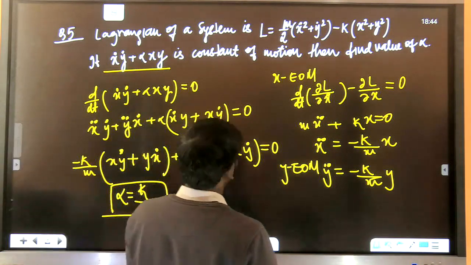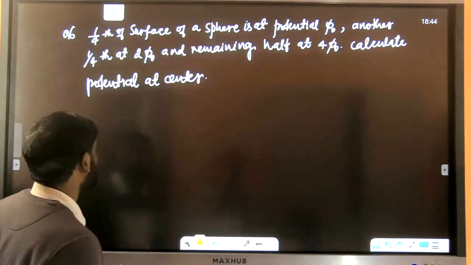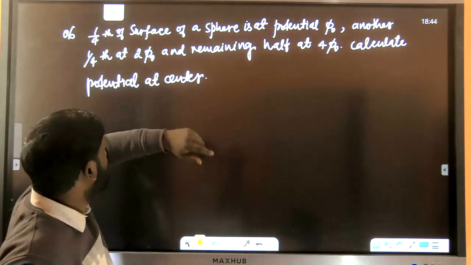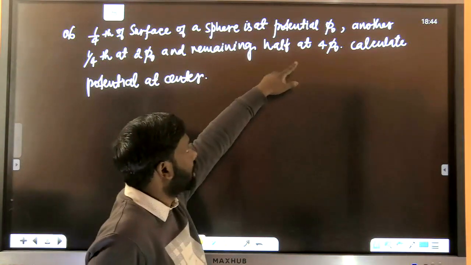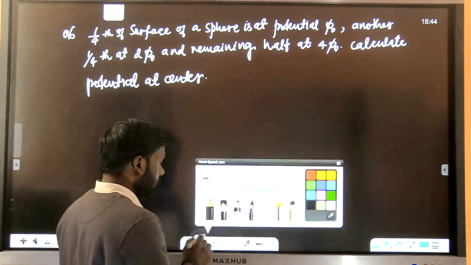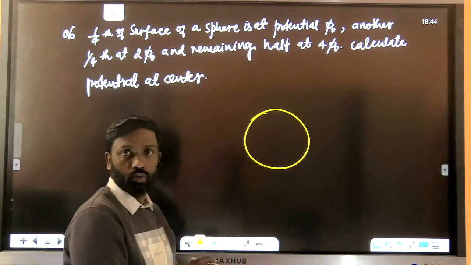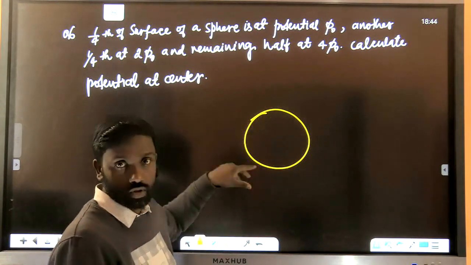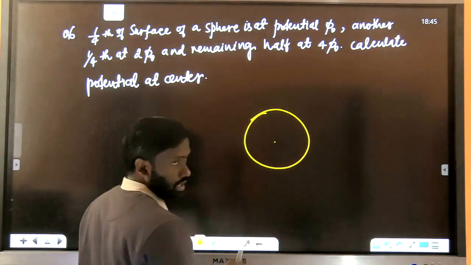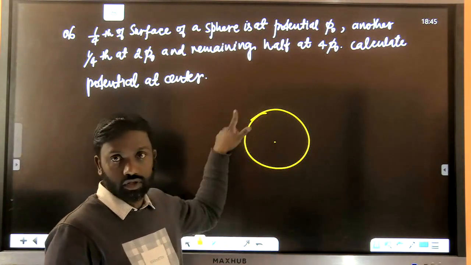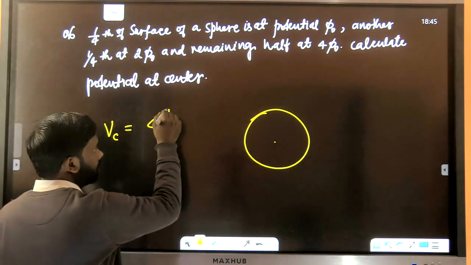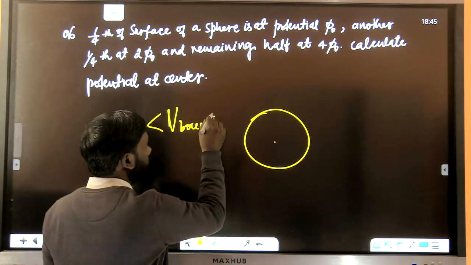Now move to another question. It says 1/4 of the surface of a sphere is at potential phi naught, another 1/4 at 2 phi naught, and half at 4 phi naught. So calculate the potential at the center. There is a mean value theorem in EMT, which says that suppose there is a closed boundary, it is applicable for other kinds of boundaries also, not just for a sphere. It says that if there is a closed boundary and there is no charge inside it, then potential at the center is just the average of the boundary potential. So potential at the center is equal to the average of v at the boundary. That is the mean value theorem.